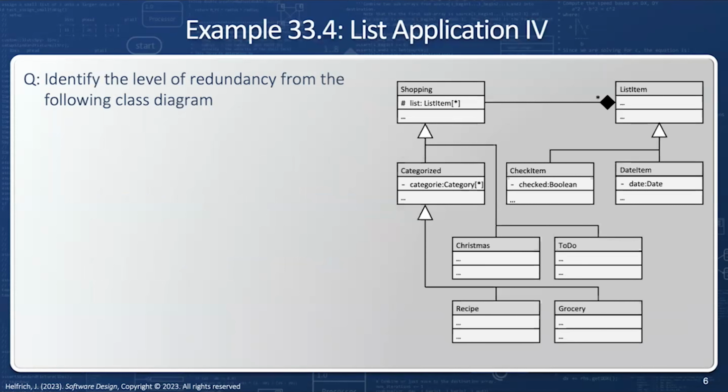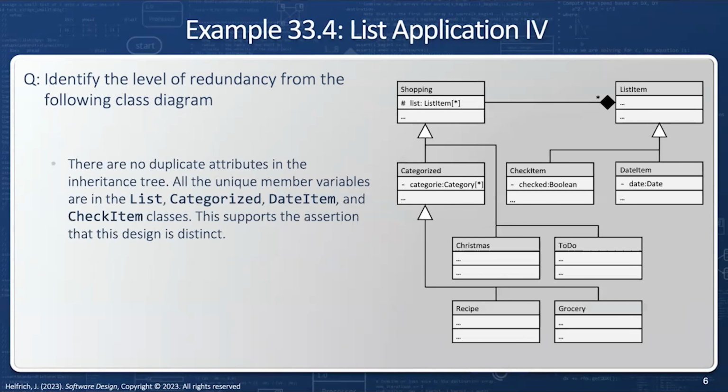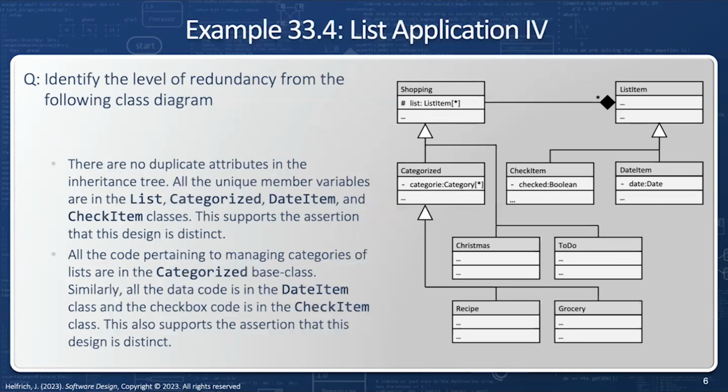All right, now we have a shopping list, which can have many list items, a check item or a date item. And every shopping item is categorized as a Christmas list or to-do list or so on. Now, there are no duplicate attributes in the inheritance tree, and all the unique member variables are list, categorized, date item, and check item classes. This supports the assertion that it's distinct. All the code to manage categories is in the categorized base class. Similarly, all the date code is in the date item, and all the checkbox code is in the check item. This supports the assertion that this is a distinct level of redundancy.